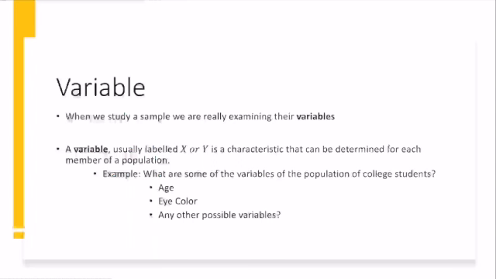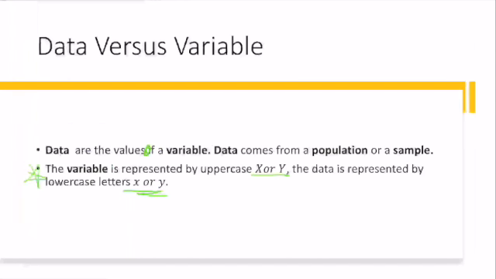So when we study a sample, we're really examining their variables. They're typically labeled with a capital X or Y, right? And again, some of the variables we could study about college students are age, eye color, class standing, major, possibilities are endless. So data are the values of a variable. And data comes from a population or a sample. Again, represent the variable with a capital X, and then the data is represented with corresponding lowercase letters.